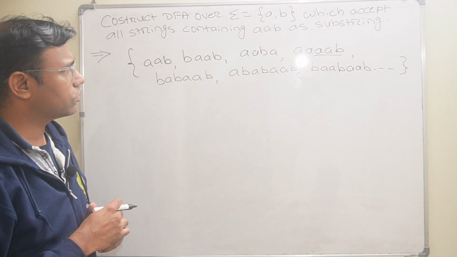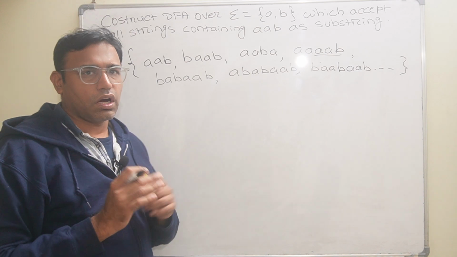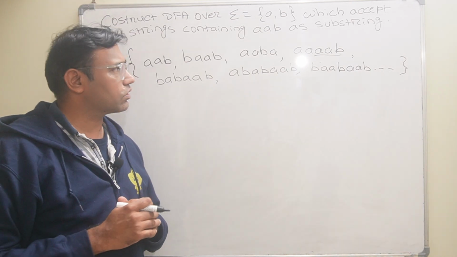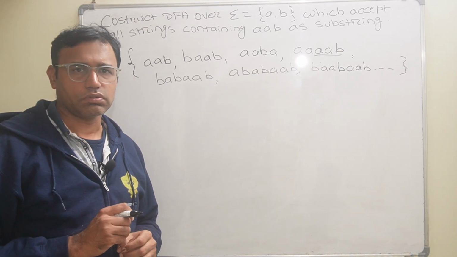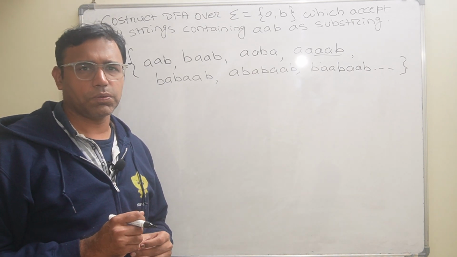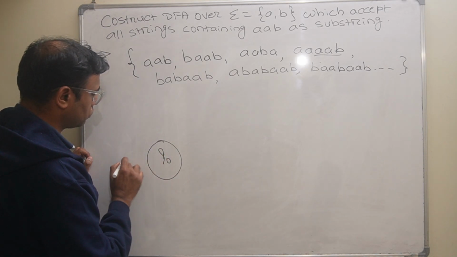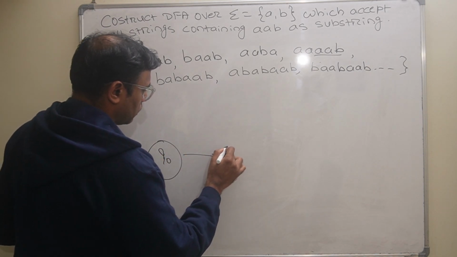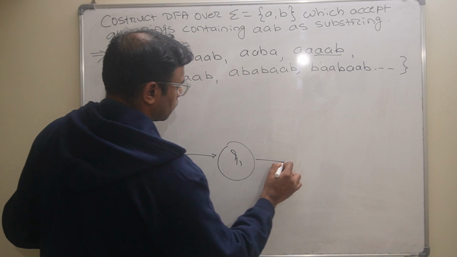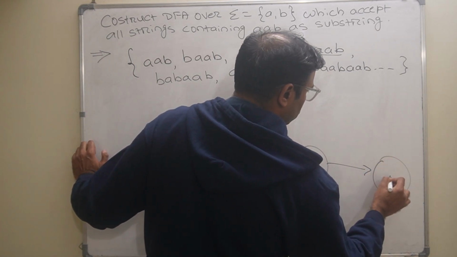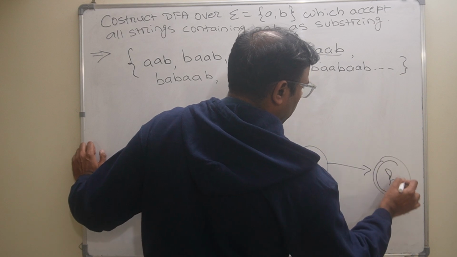So in earlier videos also I told you the total number of states will be length of the substring plus 1. So here length of the substring is 3, so the total number of states will be 4. So first of all I will draw the 4 states. Q0 will be the initial state, then Q1, then Q2 and then Q3, which will be our final state.